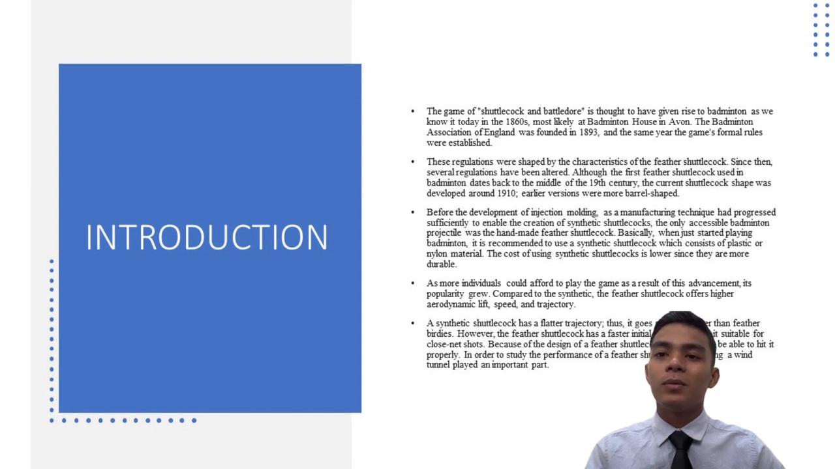shuttlecock. Basically, when you start playing badminton, it is recommended to use a synthetic shuttlecock, which consists of plastic or nylon material. The cost of using a synthetic shuttlecock is lower since they are more durable. Compared to the synthetic, the feather shuttlecock offers higher aerodynamic lift, speed, and trajectory. Because of the design of the feather shuttlecock, a player will be able to hit it properly. In order to study the performance of a feather shuttlecock, designing a wind tunnel plays an important role.